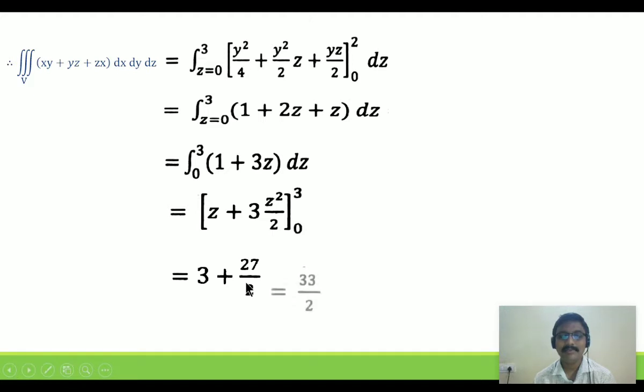Taking the LCM as 2. 2 3s are 6. 6 plus 27 is 33. 33 by 2 is the required result.